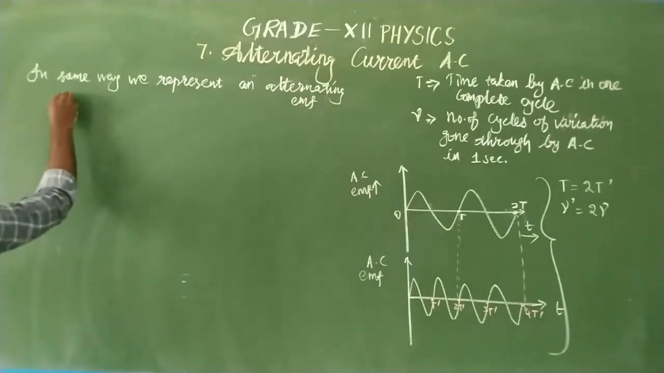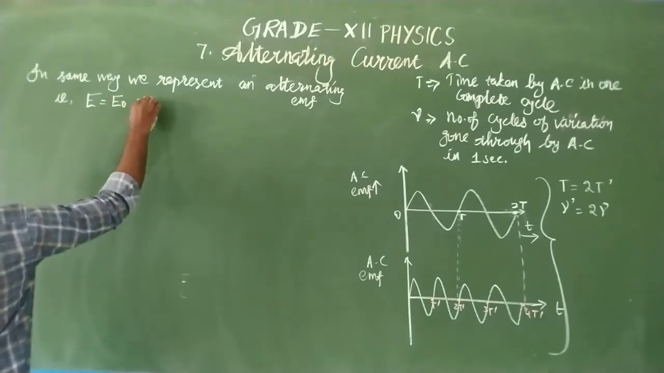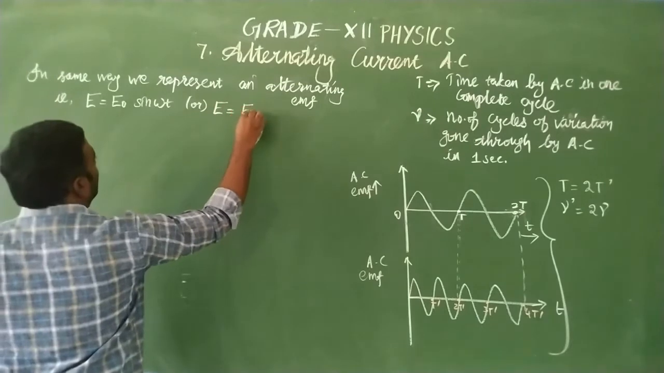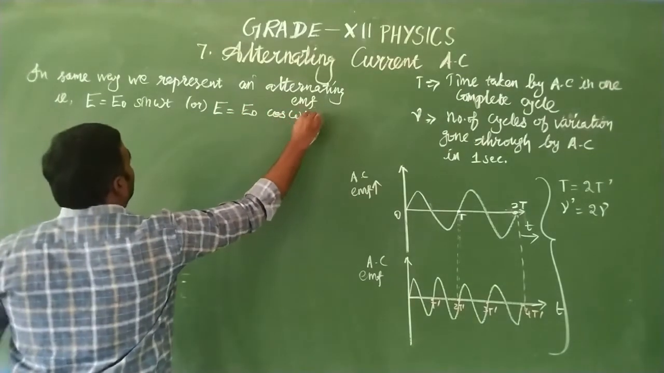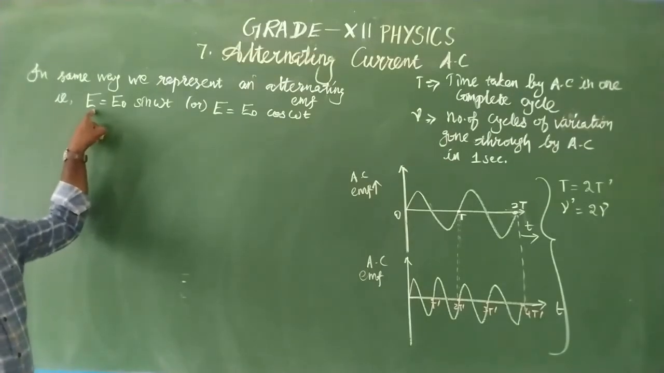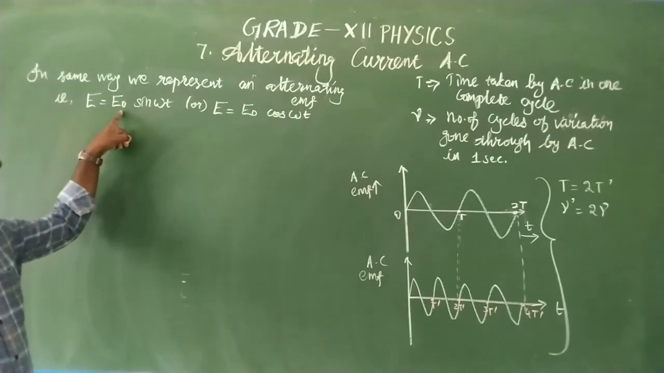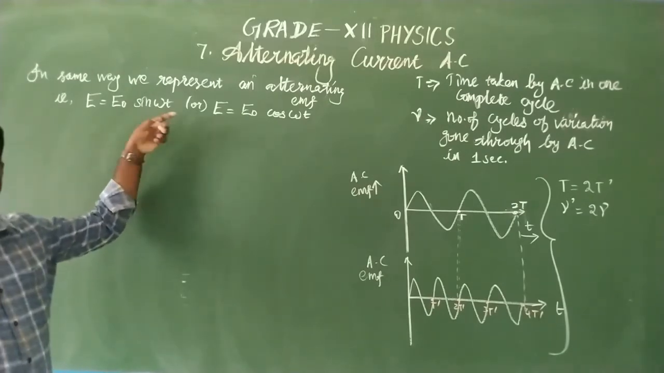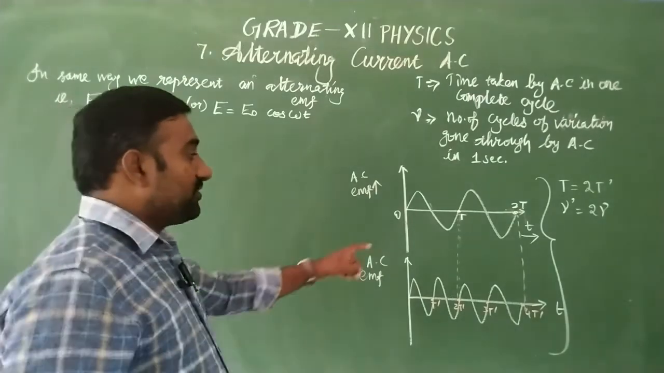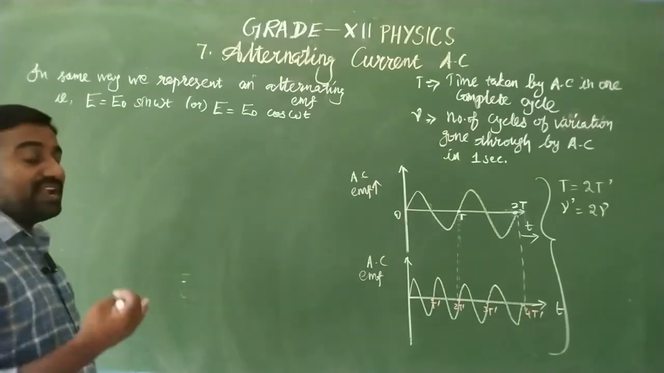That is E is equal to E naught sin omega t or E is equal to E naught cos omega t. What is the E? That is the EMF at any instant of time, E naught is the maximum EMF and omega is the angular velocity. t is the time. Okay, so from the graph, in some cases we'll use the inductor coil and capacitance.